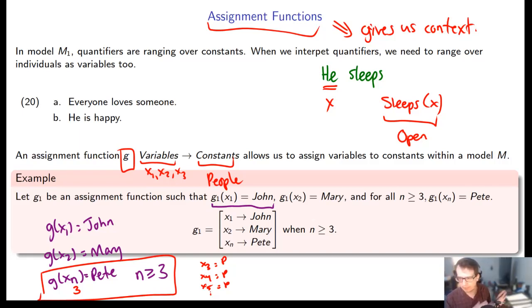We can do it like that, or we can write it out in a nice matrix notation. Just like we did in our trees with truth values, we can write it out like that for functions as well.